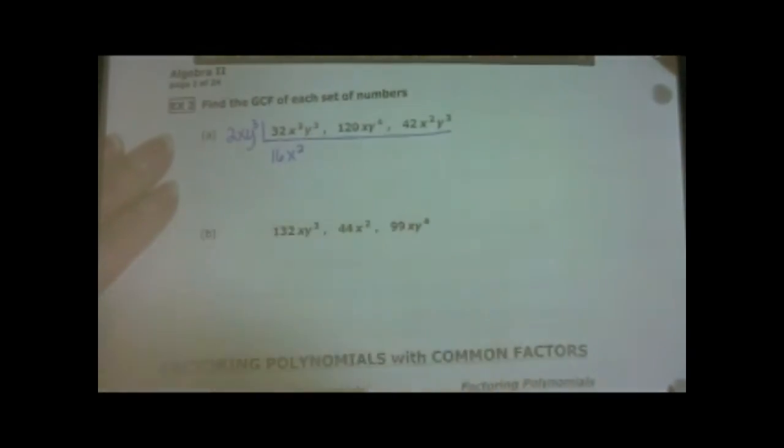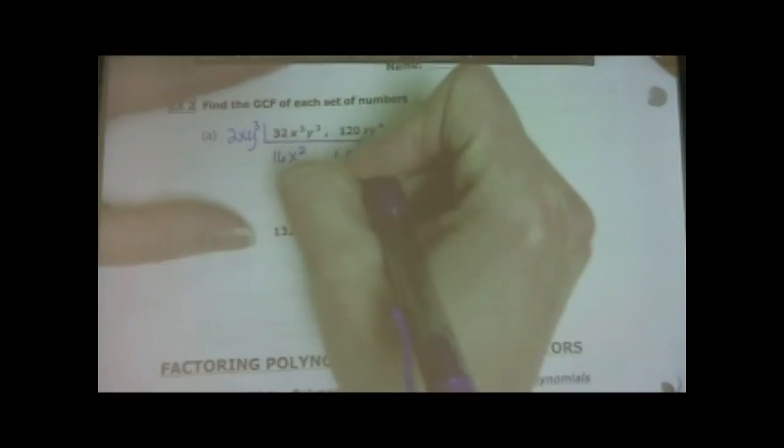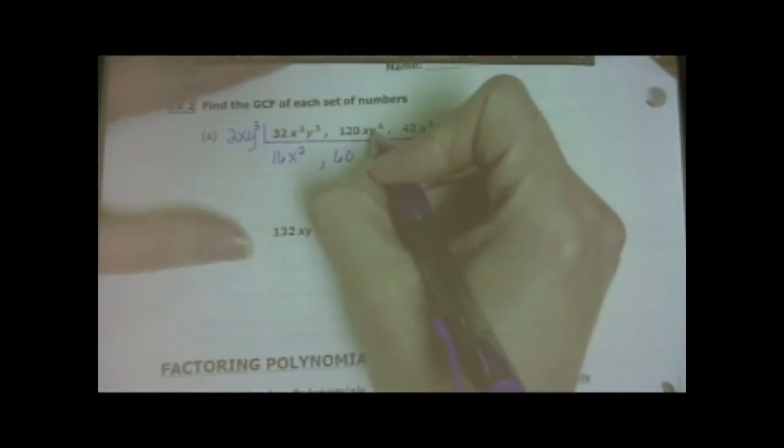So 32 divided by 2 leaves me 16. I have 3 x's, take out 1, leaves me x squared. Had 3 y's, take out all 3, don't have any left. 120 divided by 2 gives me 60. I have 1x, take out the x, no x is left. 4 y's, take out 3, I have 1 y left.